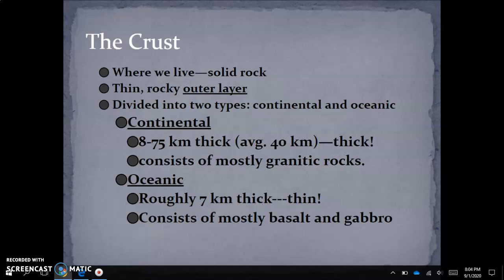Continental crust is pretty thick. It's the thicker of the 2. It can be anywhere from 8 to 75 kilometers thick, but on average it's about 40. So this is the thicker crust, and it consists mostly of granitic rock. So basically it just means that the majority of the crust is composed of granite. And then we have oceanic crust, which is roughly 7 kilometers thick. So of the 2 crust types, oceanic is the thinnest, and this consists mostly of basalt and gabbro, and these are just 2 different mineral-based rocks that are composing our crust.